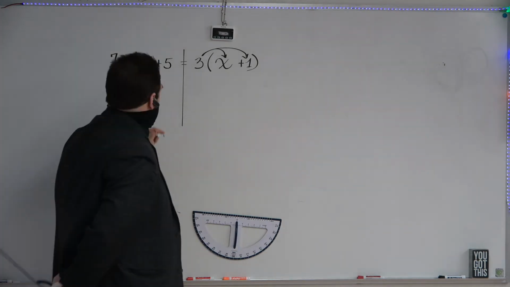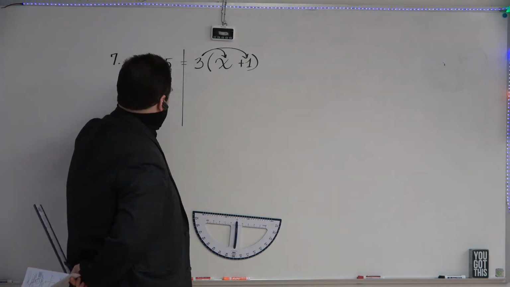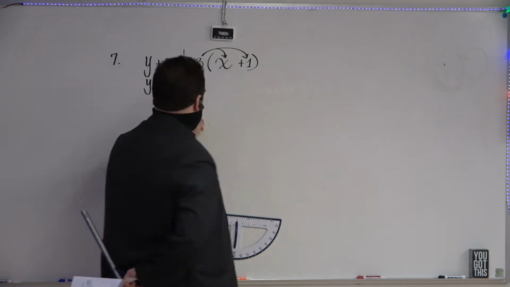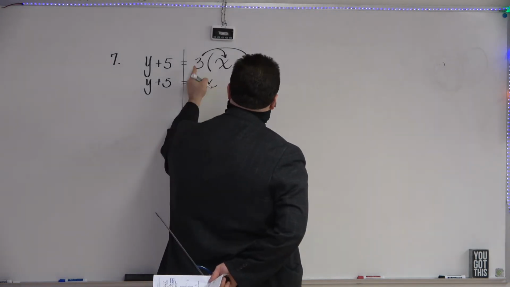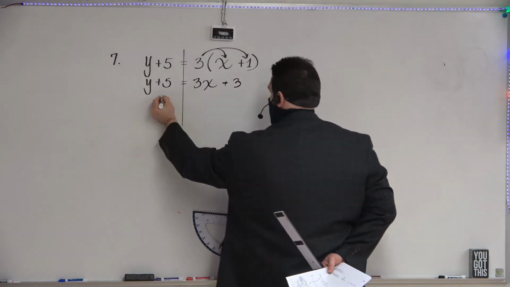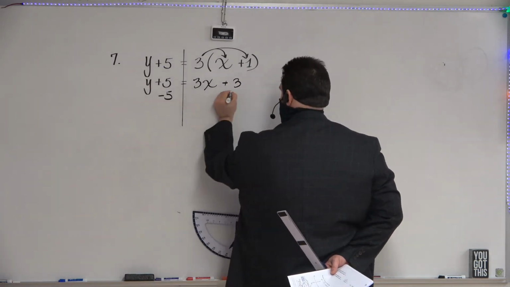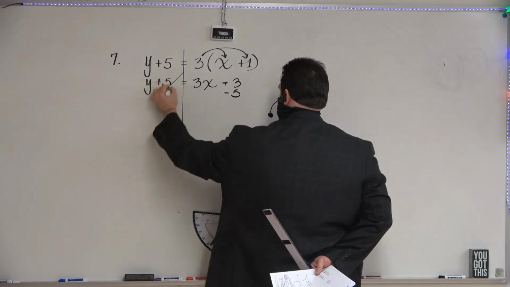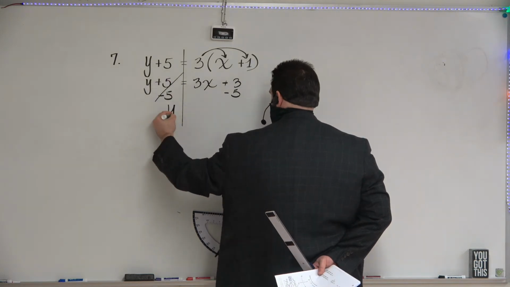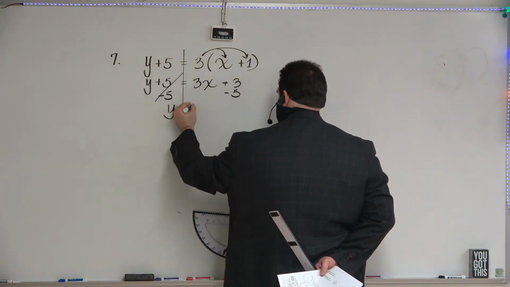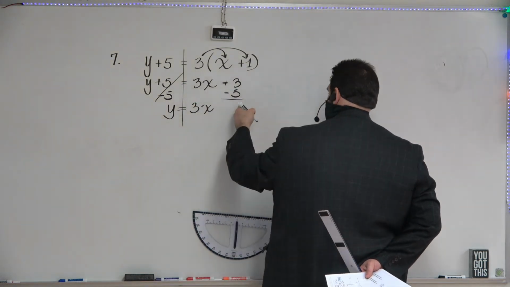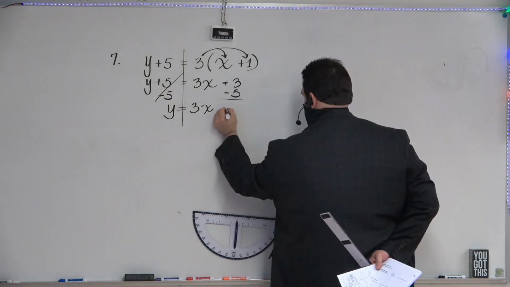So we rewrite the left side, y plus 5 equals 3 times x is 3x. 3 times 1 is plus 3. Now we subtract 5 from both sides. The 5's cancel out because they're additive inverses and they sum to 0. And y equals, bring down this 3x, and then perform subtraction. 5 from 3 is negative 2.